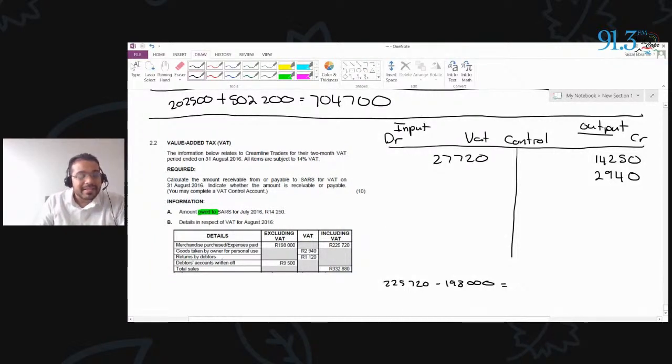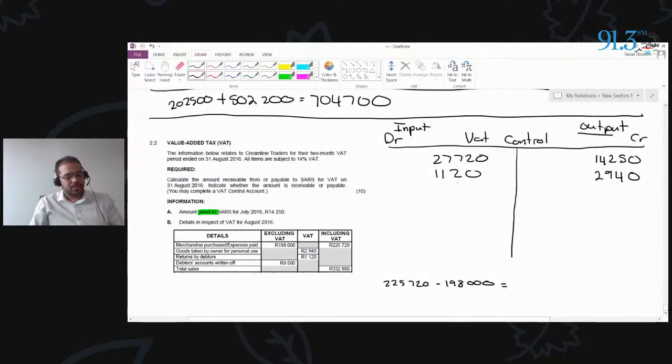Returns by debtors. Again, when my debtors return goods, is the goods going in or is the goods going out? Sorry, not the money, the goods. I said we look at the goods flow. So if I have returns by debtors, meaning my debtors are bringing my goods back, which means the goods are coming in, it will therefore go on the input side, and they give us the VAT amount there, 1120.